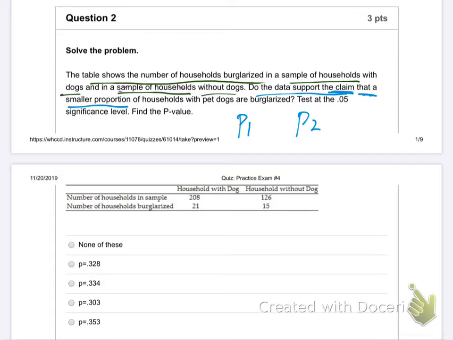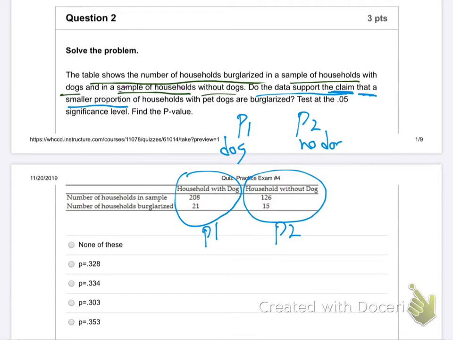Now, look down here at the table. Households with dog, households without dog. So P1 and P2, we just take them in the order in which they come in the table. P1 first, households with a dog. So this is the dog households, this is the no dog households. And what's the deal there? The proportions with a dog are less, aren't they? The households with a dog are less. That's what it's saying.